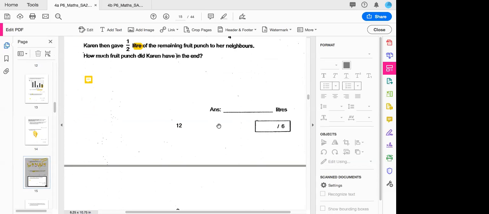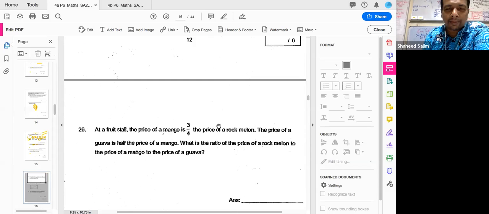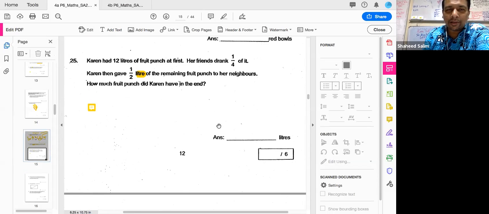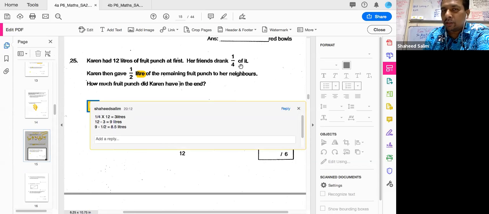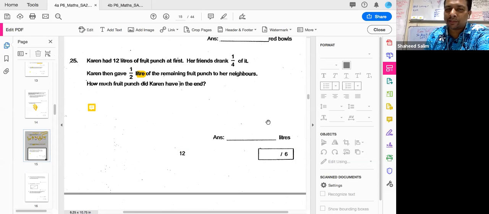I do not know. Am I talking to the air or something? Do you know how to do this? Remember that if there's no liters, "of it" means you must times. If there's a liter, you can just minus. Okay, so we move on to the next question.